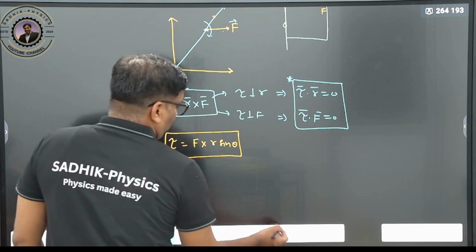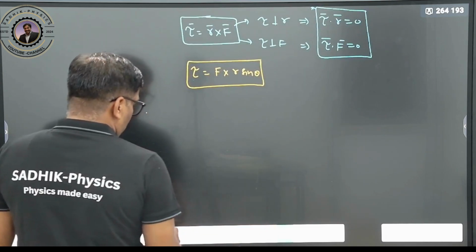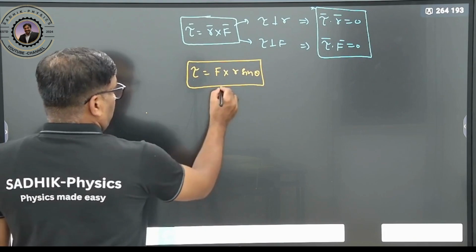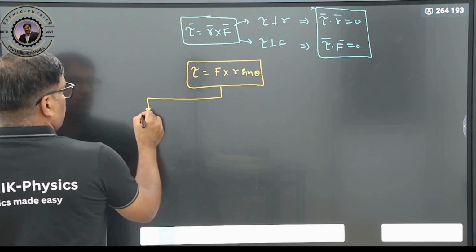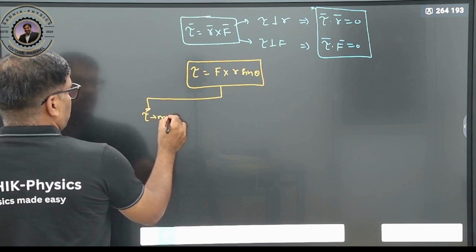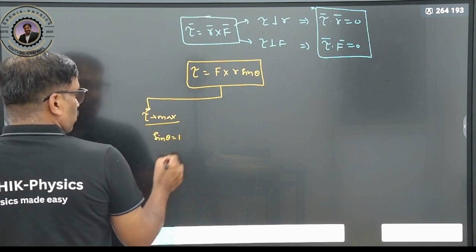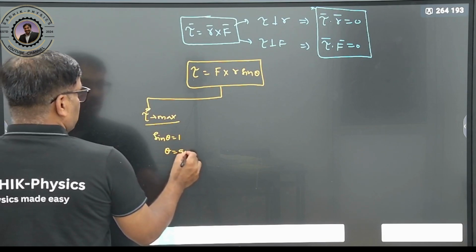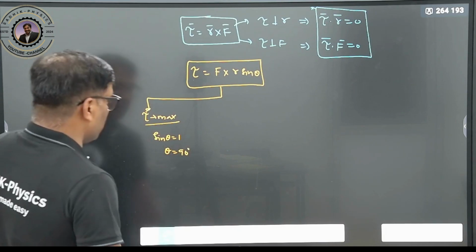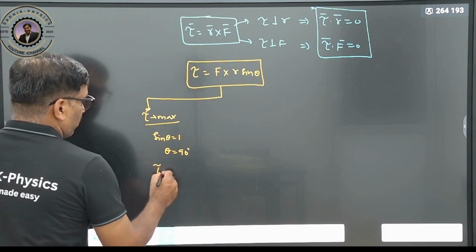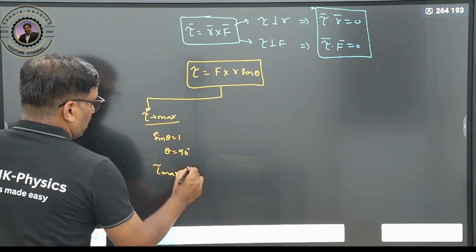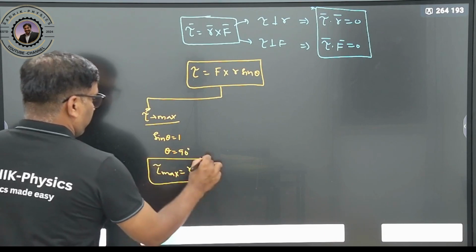So when will the torque be maximum now? Torque will be maximum when sin theta is equal to 1, that is nothing but theta is equal to 90 degrees. That's what I said, perpendicular. So what is the maximum torque here? Maximum torque is nothing but R into F.